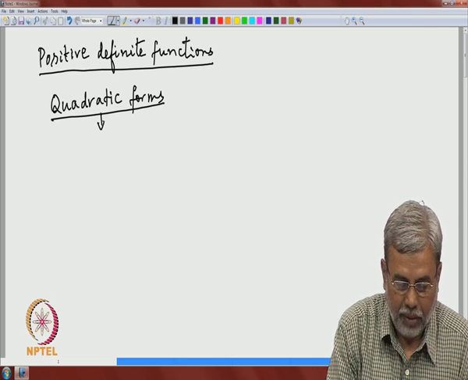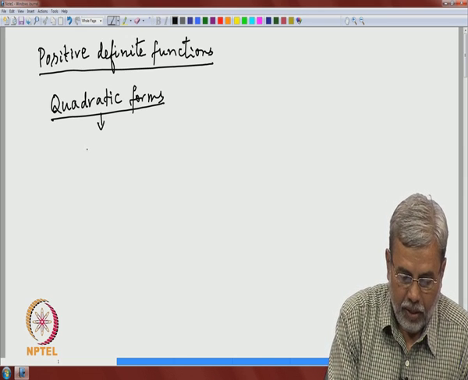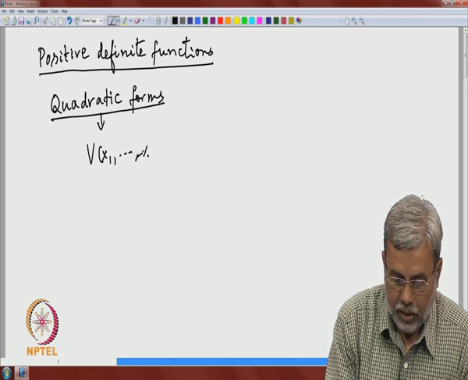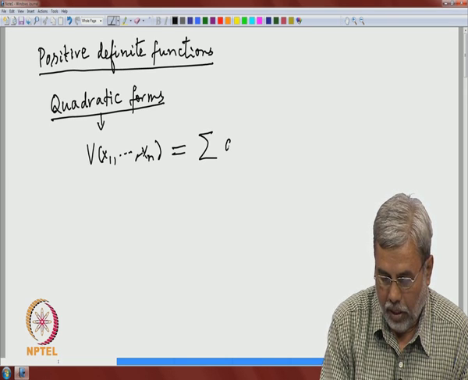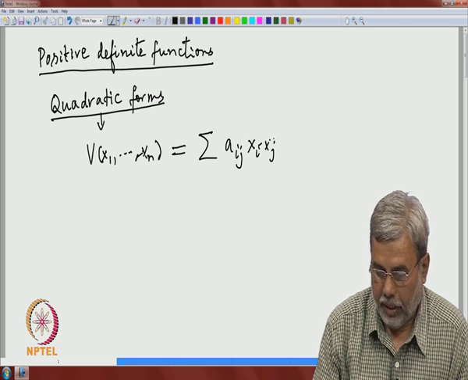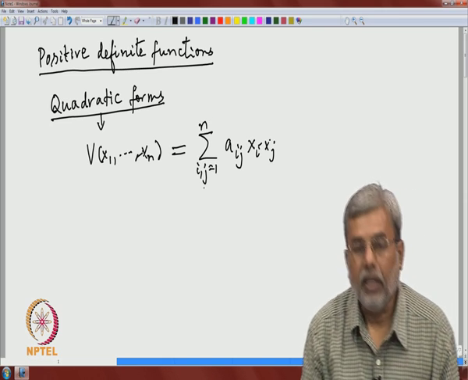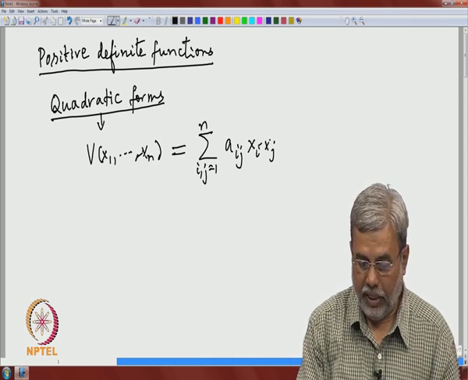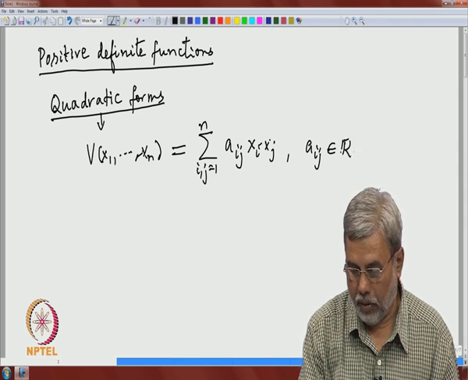Okay. So, in n variables, a quadratic form. Let me again use the same letter V. So, this V of x1 to xn is the sum of A_ij x_i x_j, i, j equal to 1 to n. I will not be writing this summation all the time, so I just use the summation. Okay. So, here A_ij are real.